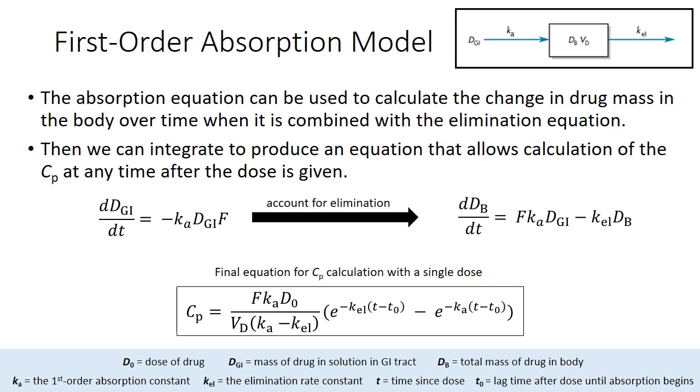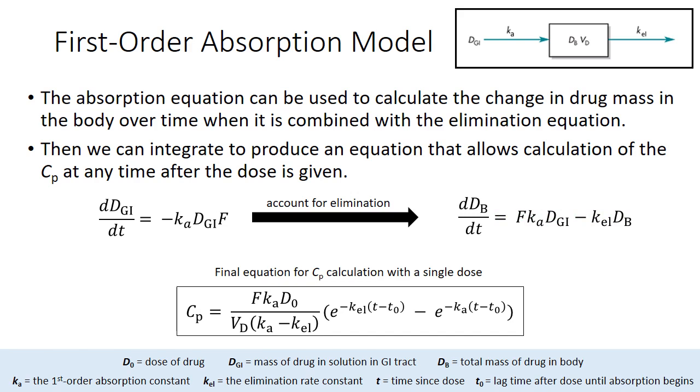So if we go from this more simple equation and add the component which is elimination, that elimination factor, then we have a slightly more complicated equation. It says that the change in the total drug mass in the body over time equals the fraction of drug absorbed times the absorption rate constant times the mass of drug in the GI tract, minus the elimination rate constant times the total drug in the body.